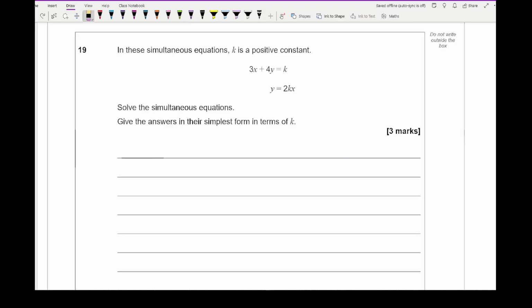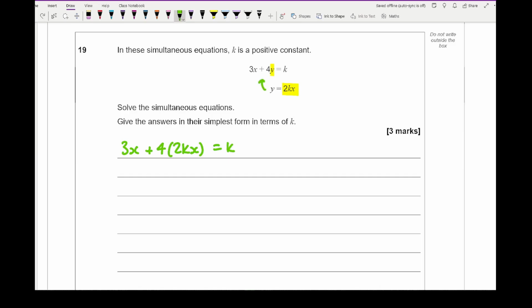Now moving on to question 19, it says in these simultaneous equations k is a positive constant, and the question is asking us to solve the simultaneous equations, giving your answers in their simplest form in terms of k. For this, we need to use the substitution method. Wherever I see a y, I'm going to swap that with 2kx. If I do that, what I end up with is 3x plus 4 lots of 2kx, and that equals k. So all I've done is just substitute it into that equation there.